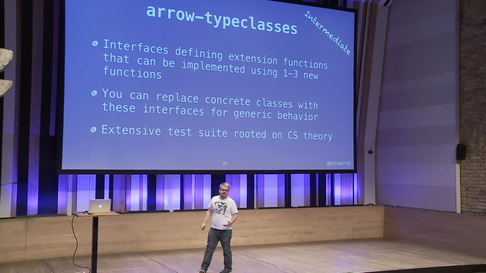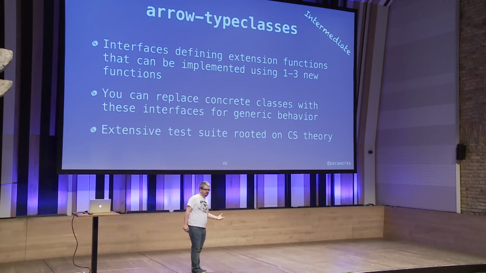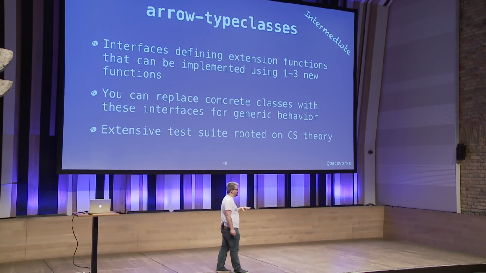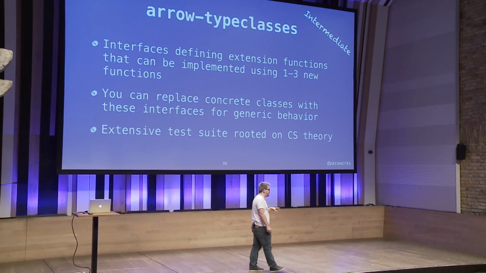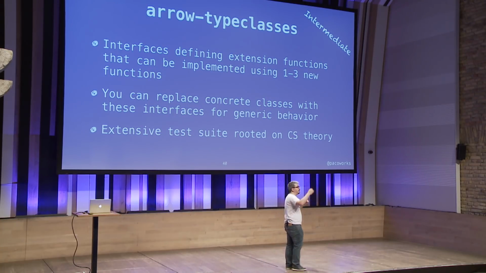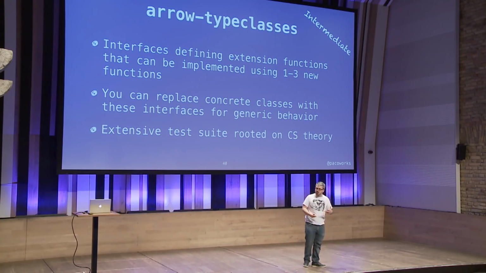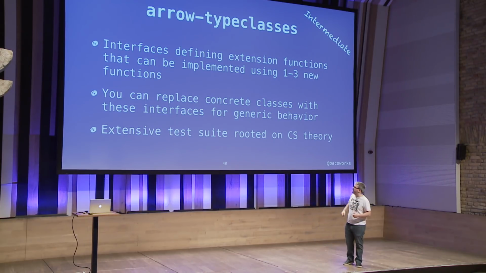So this package is actually called Arrow type classes. Type classes is the technical name for the language feature that is the extension interfaces, and basically each one of them has between 1 and 3 methods that you have to implement to get the rest of them. You get all the scope information, you get all the scope extension functions, and you can do the replacement for these generic elements. And each one of them gives you a test suite because it's based on math.